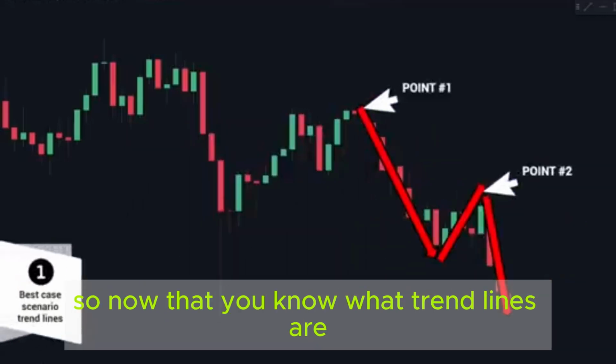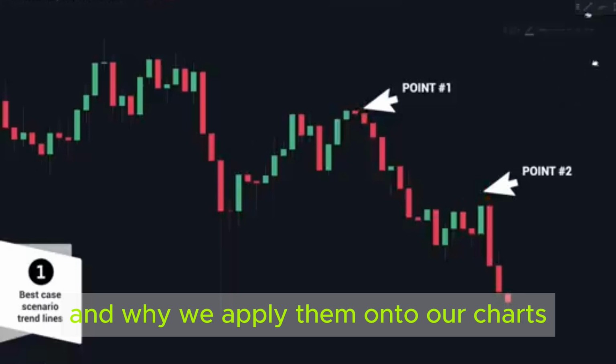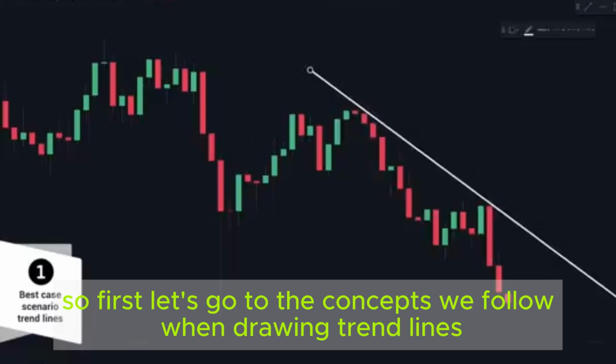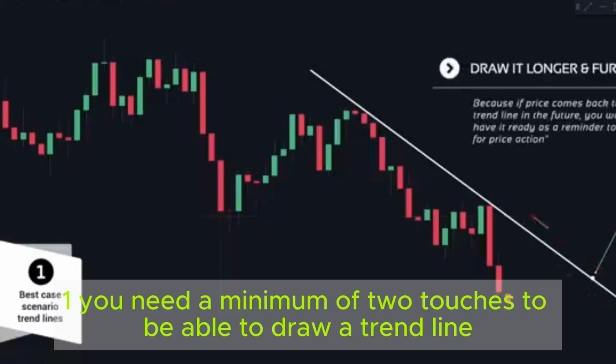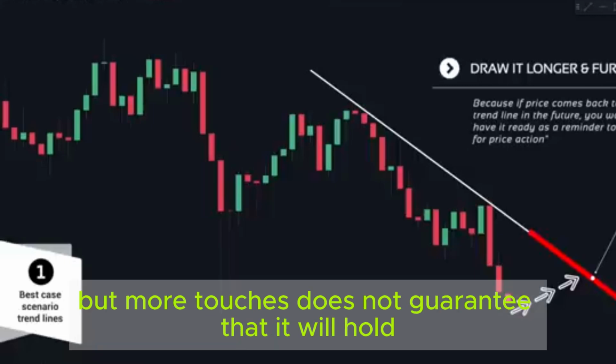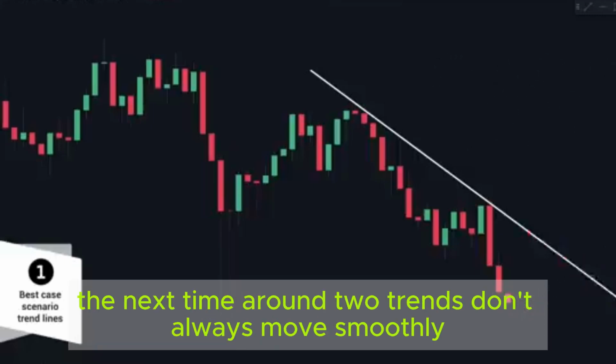So now that you know what trend lines are and why we apply them onto our charts, let's go through in depth how to draw trend lines effectively. So first, let's go through the concepts we follow when drawing trend lines. One, you need a minimum of two touches to be able to draw a trend line. The more touches, the better, but more touches does not guarantee that it will hold the next time around.